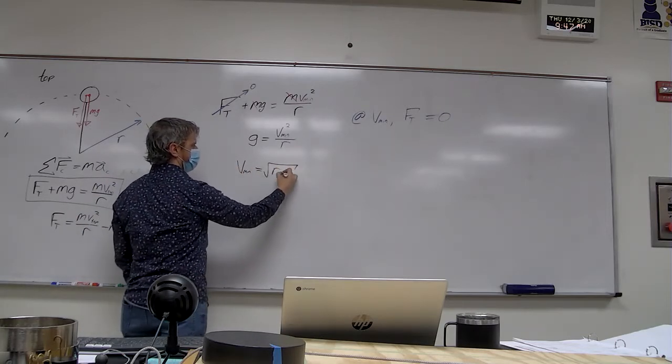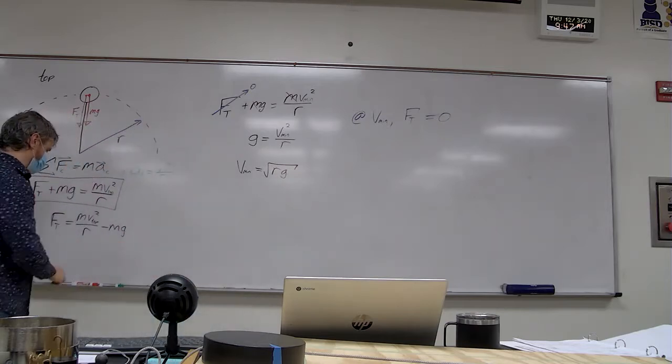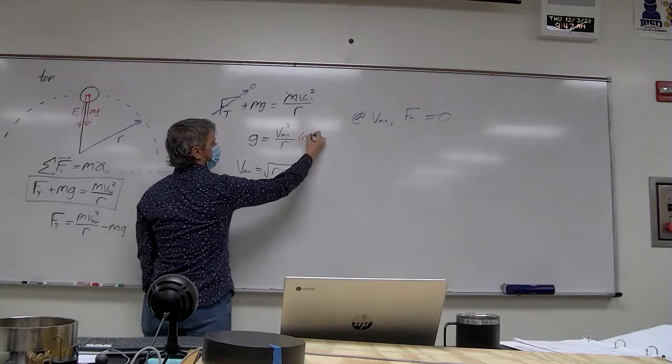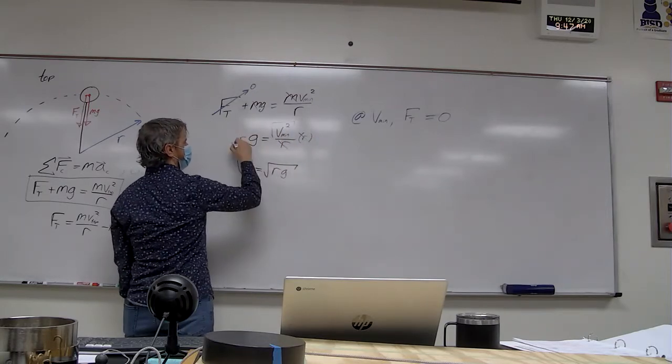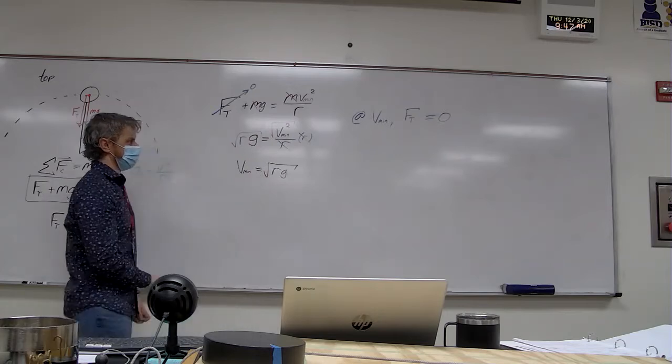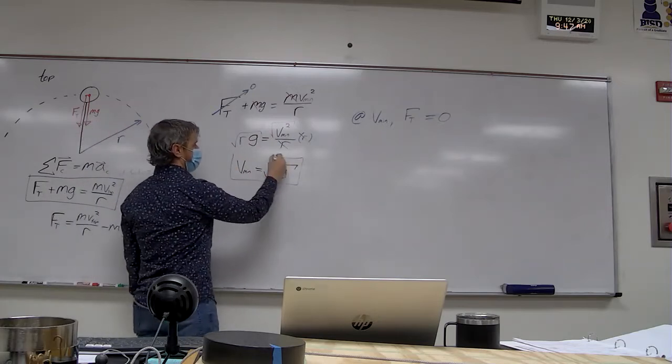Square root of RG. Multiply both sides by R. Numerator R, denominator R. Square root both sides. We got V min equals the square root of RG. Notice it doesn't matter the mass.